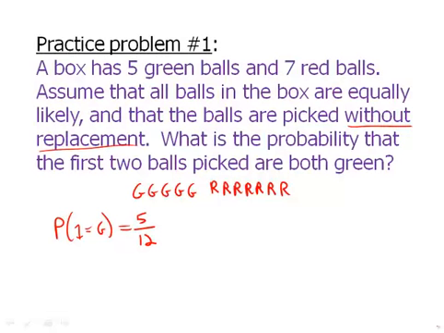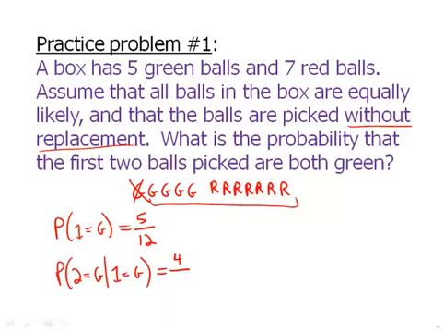Now notice, once we pick that, a ball is missing. So we no longer can think of this as 12 balls. Now there are 11 balls in the box. So now when I want to know the probability that my second choice is green, given that the first one is green, I'm considering this new scenario: 11 balls in the box, and 4 of the 11 are green. So that would be 4 elevenths. And so for the total probability, I would multiply these two.